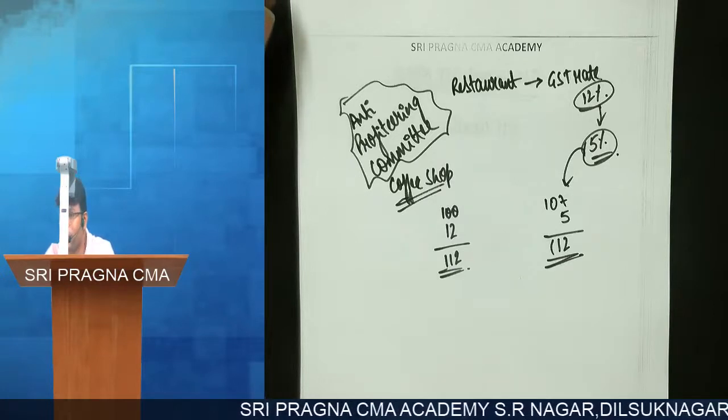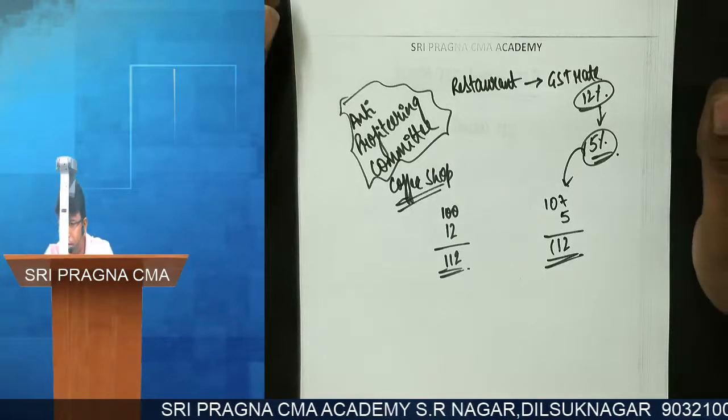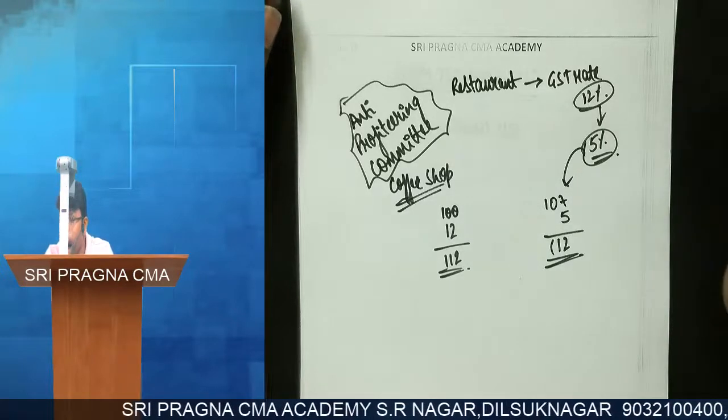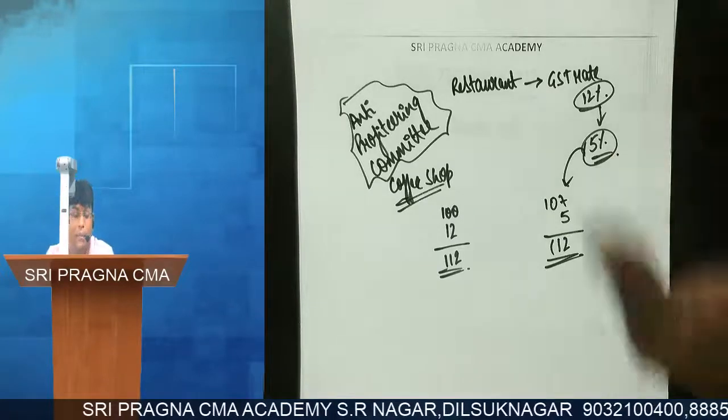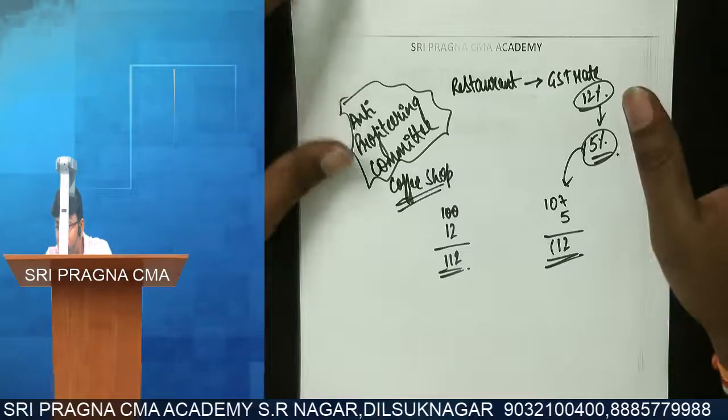Are you getting clarity on this point? So what are the objectives, sir? Reduction in GST rate should be passed on to the end consumer. Businessman should not make profit out of it. Are we clear? Everybody? Right.